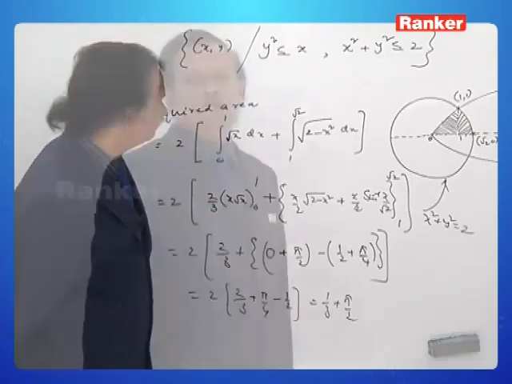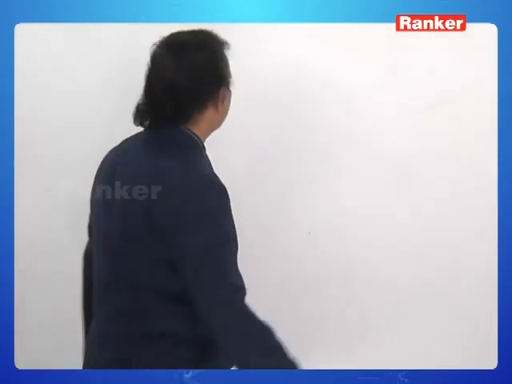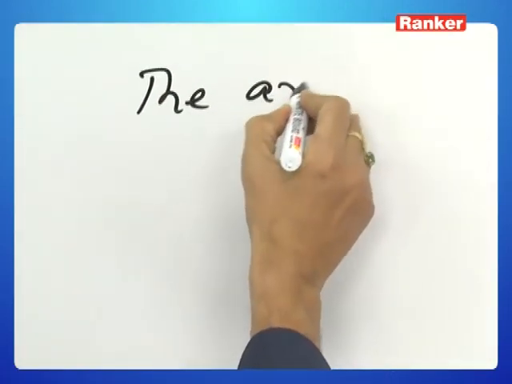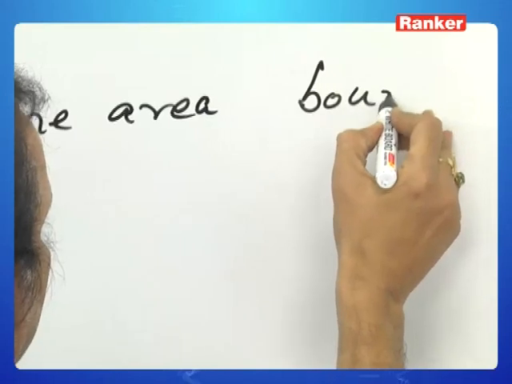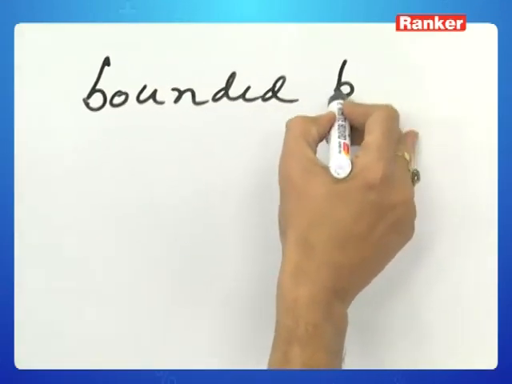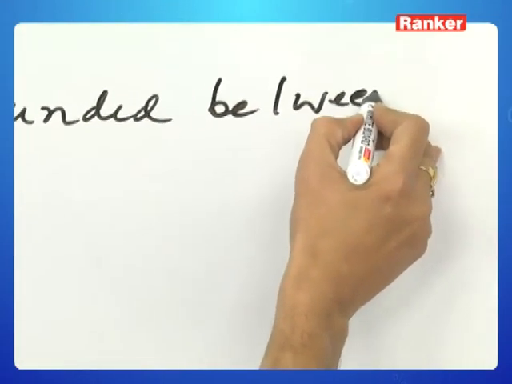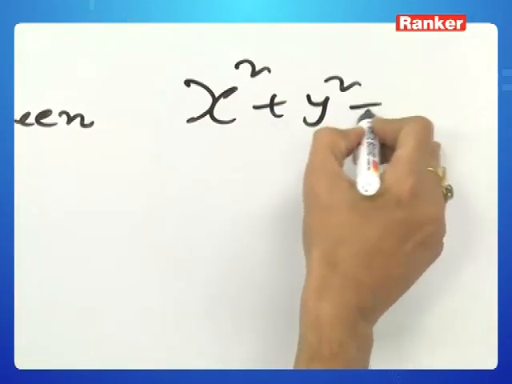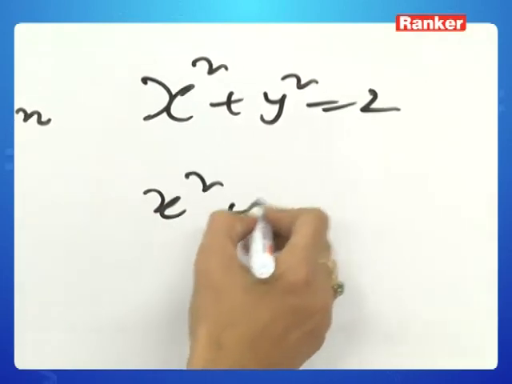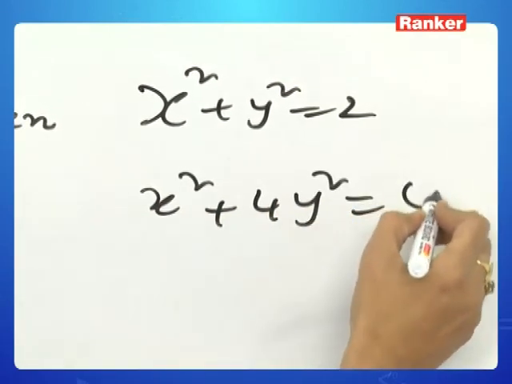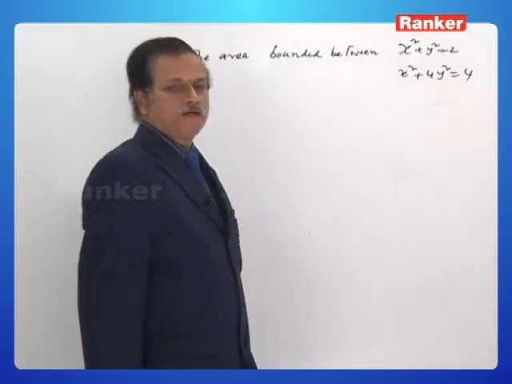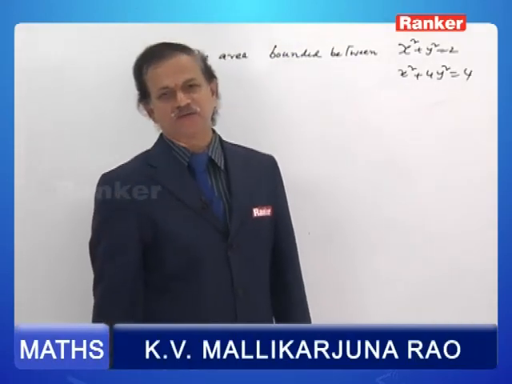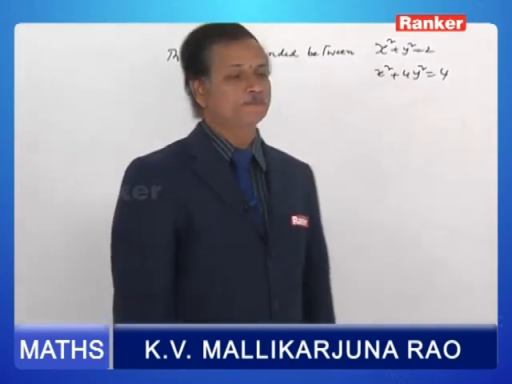Observe it carefully. The next problem is the area bounded between x square plus y square is equal to 2 and x square plus 4y square is equal to 4. This is the task before us. The area that must be evaluated is that.